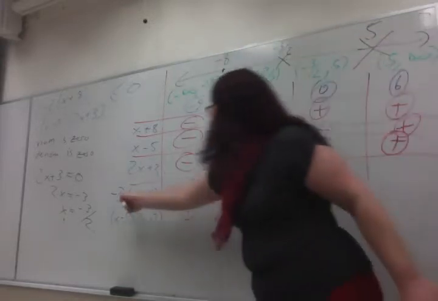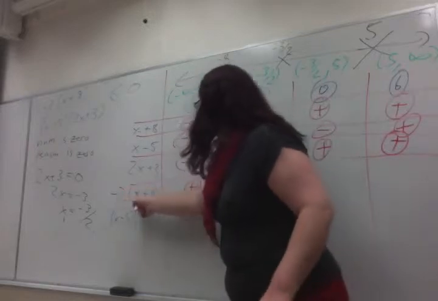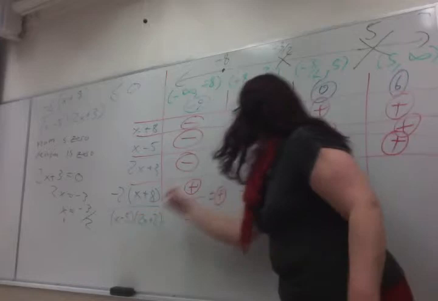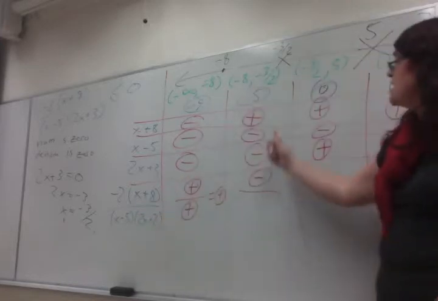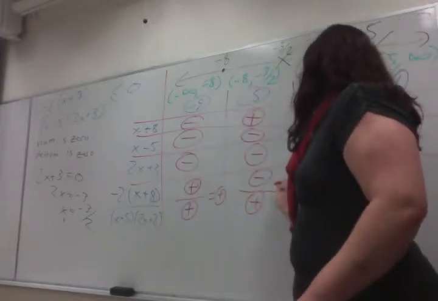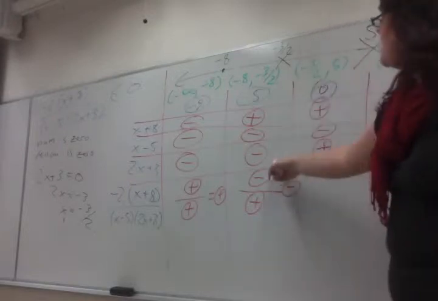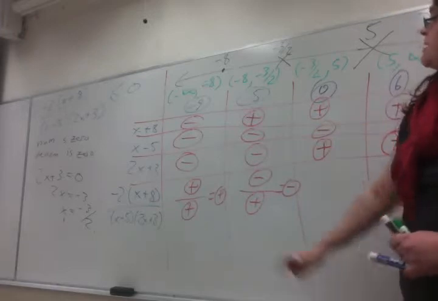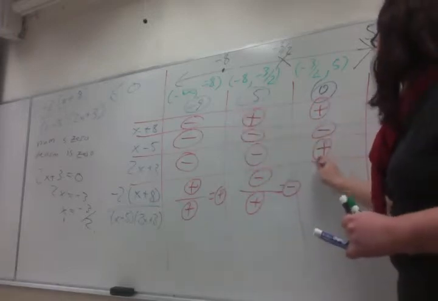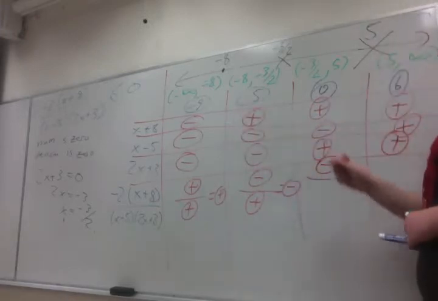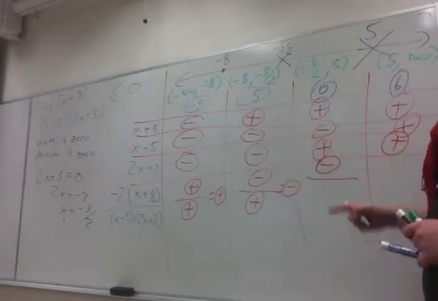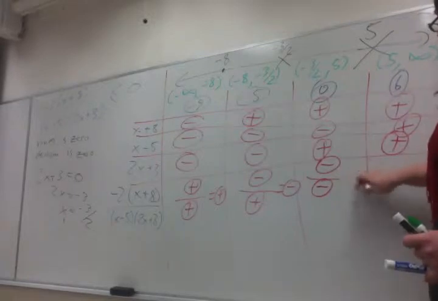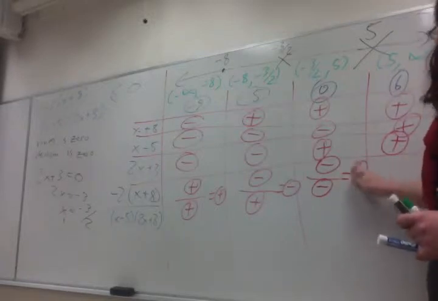Here, we've got negative 2 times x plus 8. That's negative times x plus 8 is positive, gives you a negative number on the top. X minus 5 is negative, 2x plus 3 is negative. Multiply them together, it gives you a positive number at the bottom. Negative divided by positive is negative. Here, negative 2 times x plus 8 is a negative number times a positive number, gives you a negative thing on the top. X minus 5 times 2x plus 3 is negative times a positive, gives you a negative on the bottom. So here it's going to be positive.